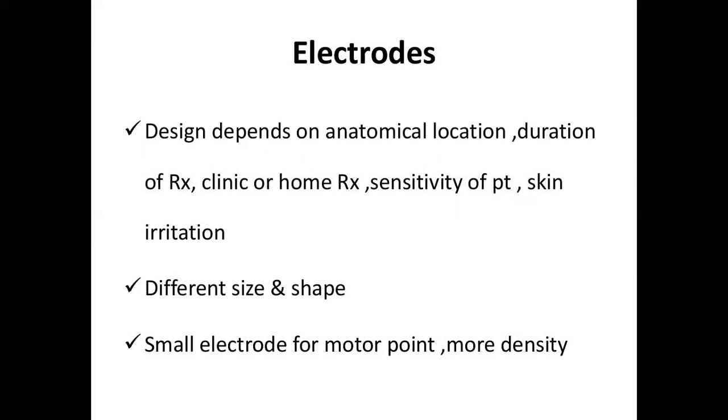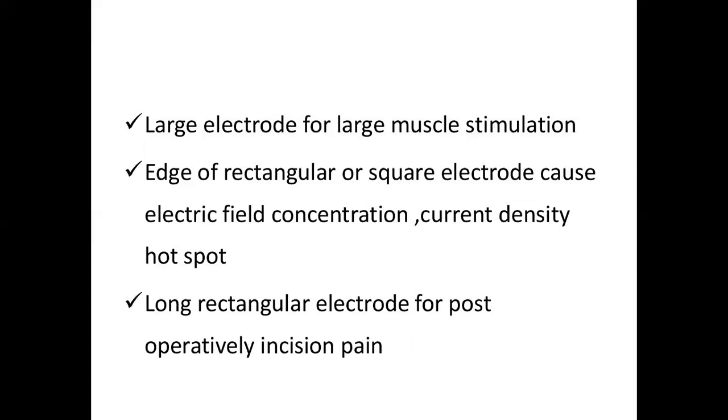Electrode design depends on anatomical location, duration of treatment, clinic or home treatment, and sensitivity of the patient's skin to irritation. It comes in different sizes and shapes. Small electrodes are used for motor points, for more density. Large electrodes are used for large muscle stimulation.